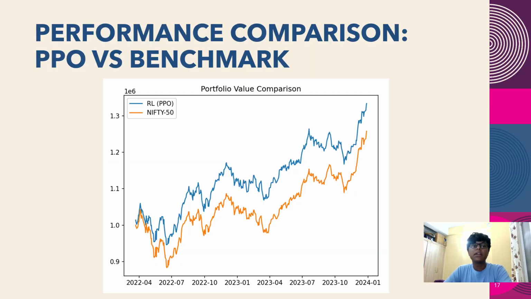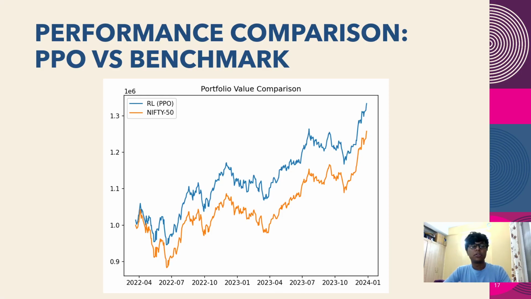So to compare the performance between both, you can clearly see that the RL model has significantly outperformed the Nifty 50. Given the fact that all the 10 stocks in the RL are also part of Nifty 50, that is why I chose them, because random allocation would lead to a portfolio very similar or almost overlapping with Nifty 50.